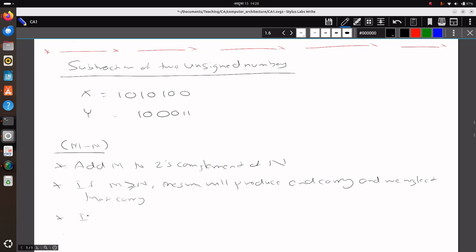But if m is less than n, the sum will not produce an carry, and the answer that we get has to be 2's complemented again, and the answer will be negative.